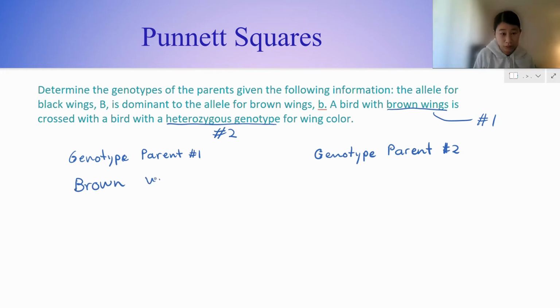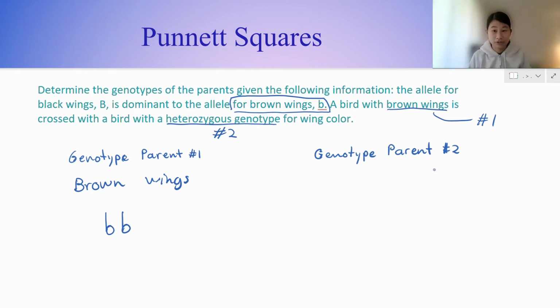So let's figure out the genotype for parent number 1. So we're dealing with brown wings. So the allele for black wings, capital B, is dominant to the allele for brown wings, meaning that brown wings, this little b allele, is going to be the recessive allele. And the only way that brown wings can be expressed is if we have a homozygous recessive, so little b, little b. So both alleles have to be recessive in order for brown wings to appear in the phenotype.